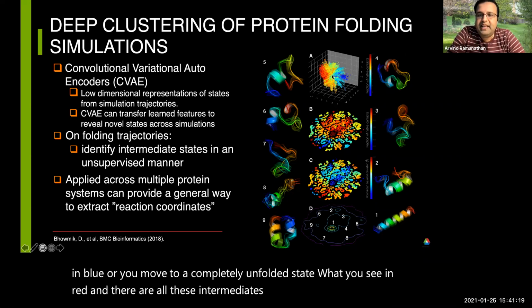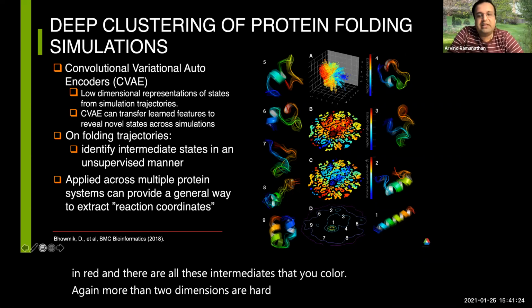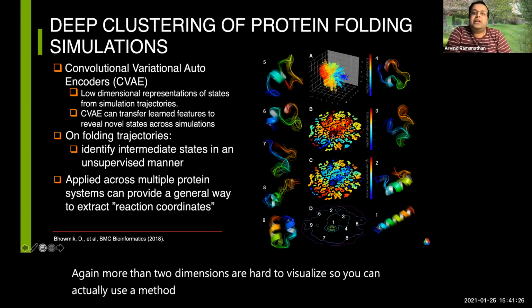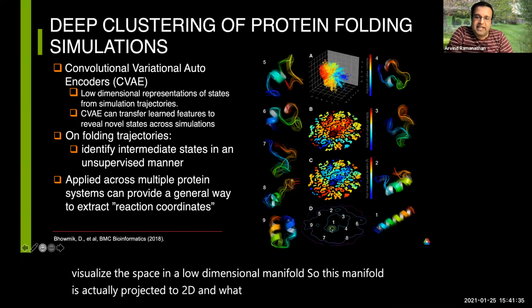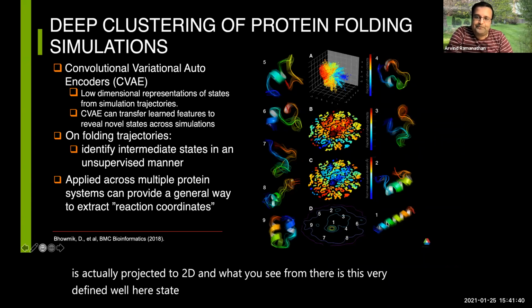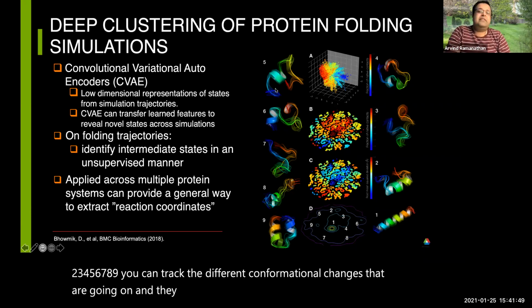Again, more than 2 dimensions are hard to visualize, so you can use a method like t-SNE, which allows you to visualize the space in a low-dimensional manifold. This manifold is projected to 2D. What you see is this very well-defined state 1, which is the folded state. And from 2, 3, 4, 5, 6, 7, 8, 9, you can track the different conformational changes going on. They all represent different intermediates that are part of this folding trajectory.